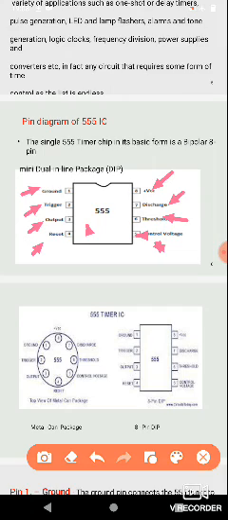So this is the mini dual inline package, the DIP IC. The DIP IC has 4 pins on one side and another 4 pins on the other side.